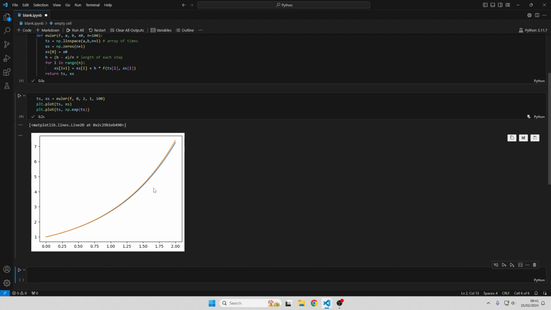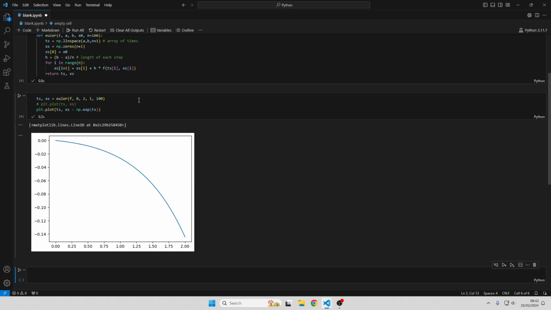Okay, and you can see, if you look closely, that these graphs are diverging a little bit. So let's just see how much it's diverging. Let's plot the difference between them. So it's going down to a difference of minus 0.14. That's not great.